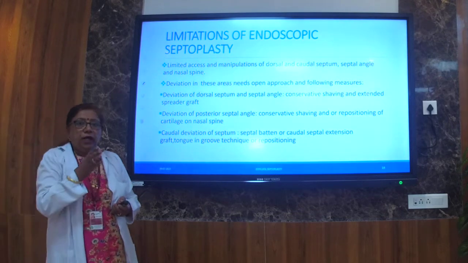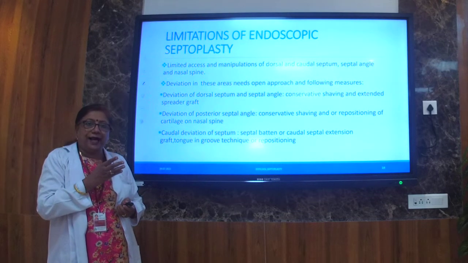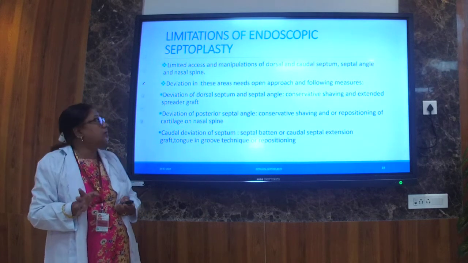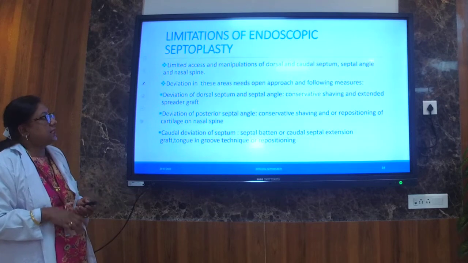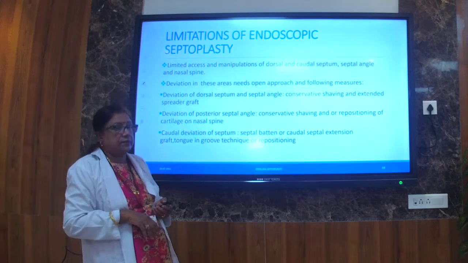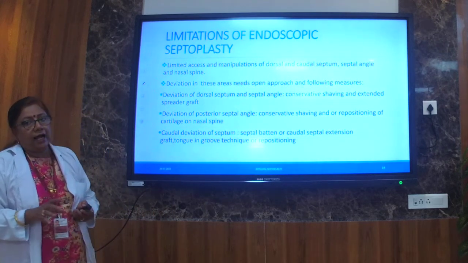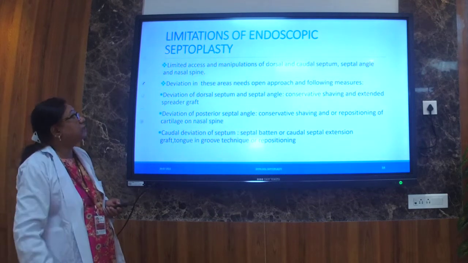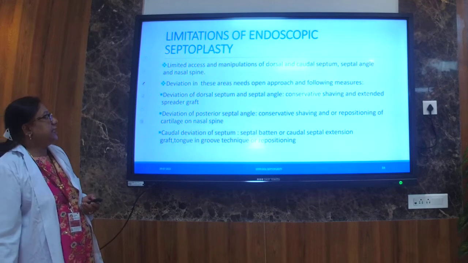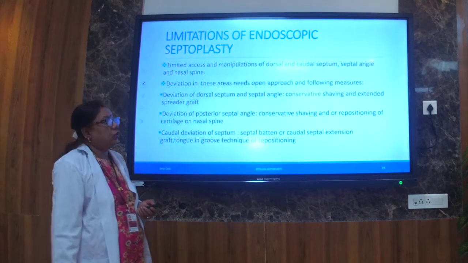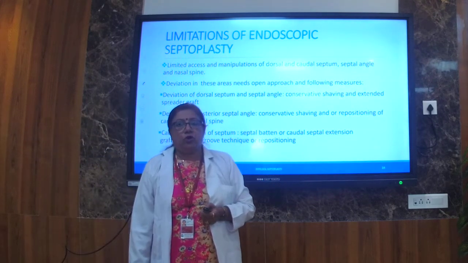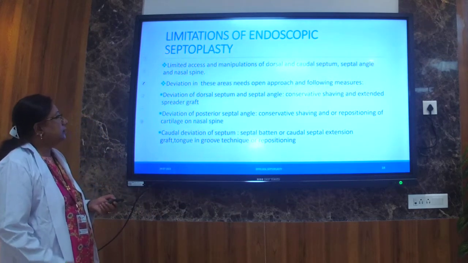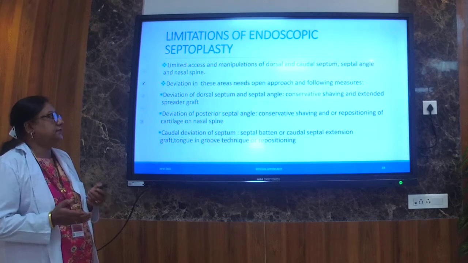As I told you, if you have to do an anterior dislocation correction, then it is very difficult to do with endoscopy. So there is limited access and manipulation of the dorsal and caudal septum, septal angle and nasal spine. So this is where we are finding it difficult for endoscopy. So deviation in these areas needs an open approach for the following measures. See, I have written over here.